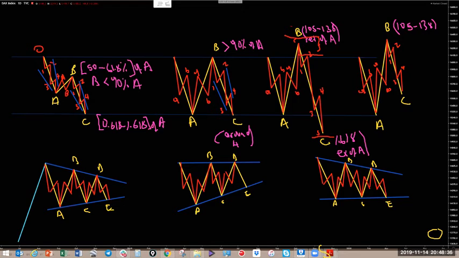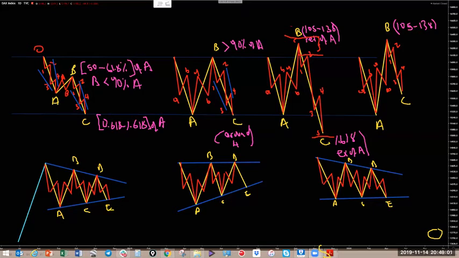In a contracting triangle, wave C never goes beyond wave A. This is common sense, guys. If this is wave C, it cannot come and touch wave A in a contracting triangle. That will not make any sense. It will not be a triangle anymore. It would rather be a flat or something else.